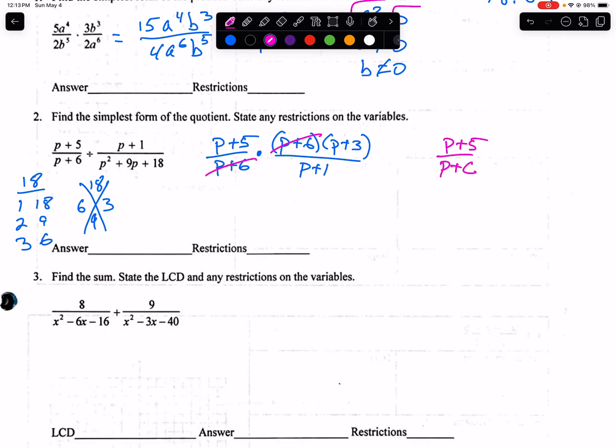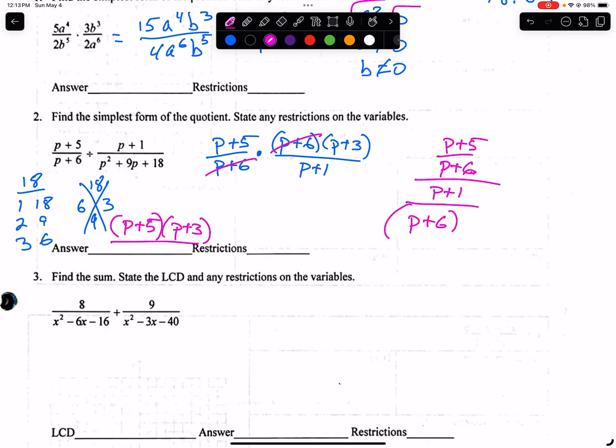Is it just p plus 5? Yep, you times just that? Write those two in parentheses up top and the p plus 1 in the bottom. So if I write this thing like a gigantic fraction, like I'll show you right here, like this, the whole thing over p plus 1.